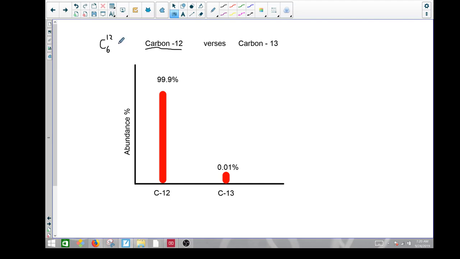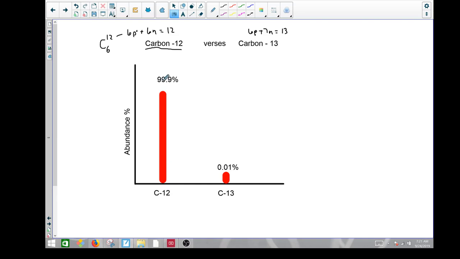Okay? So in this case, they could have listed just the number of neutrons. That might have been a nice way to do it. But that's not what they chose to do with carbon or any atom. They just list the mass number. So this means that there are 6 protons and 6 neutrons for a grand total of 12 as the mass number. Carbon-13 is going to be 6 protons and 7 neutrons for a grand total of 13.